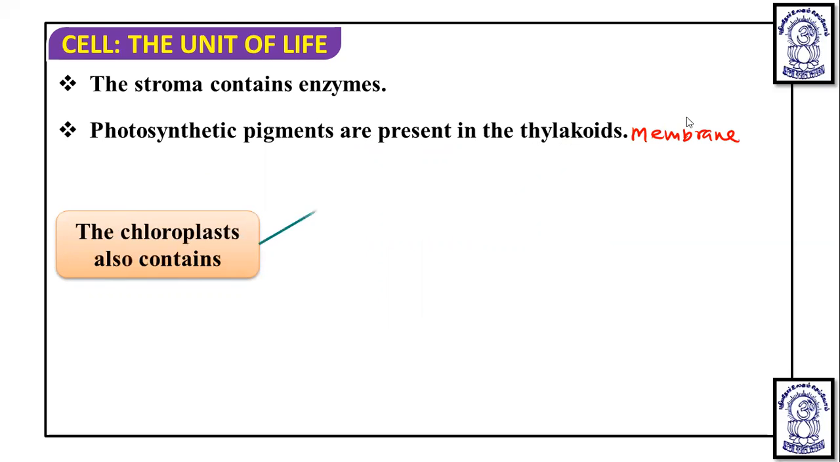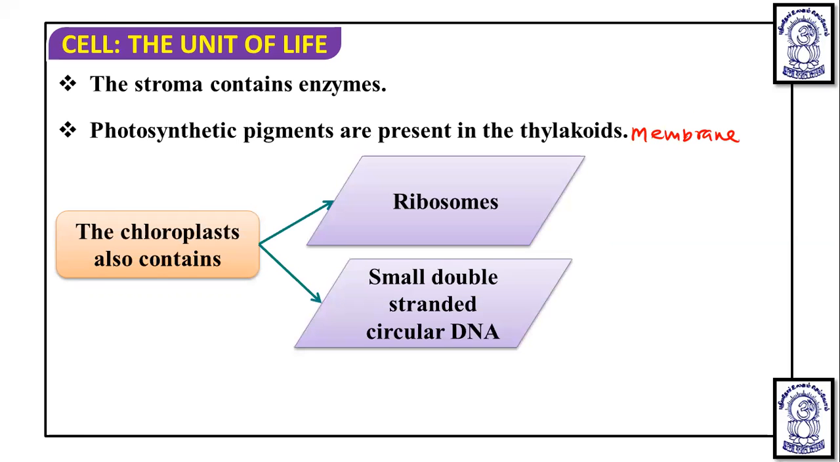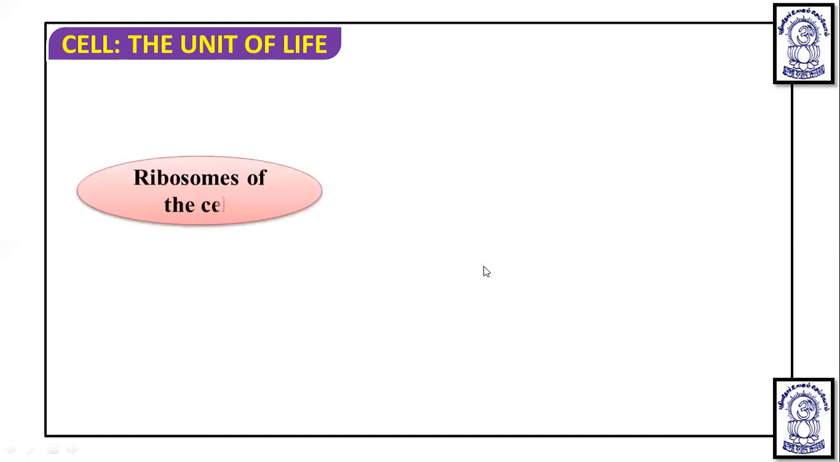The chloroplast also contains ribosomes of 70S type, and a small double-stranded circular DNA. They have ribosomes which are 70S type, similar to the mitochondria. But in the cytoplasm, you will see 80S ribosomes. They have a small double-stranded circular DNA which is similar to what? Mitochondria.